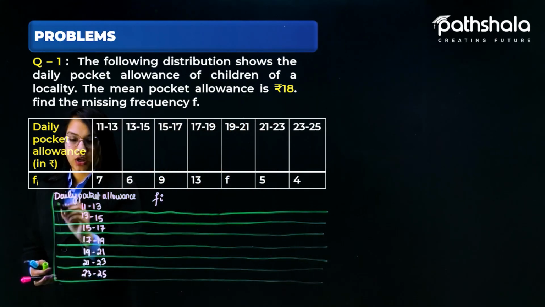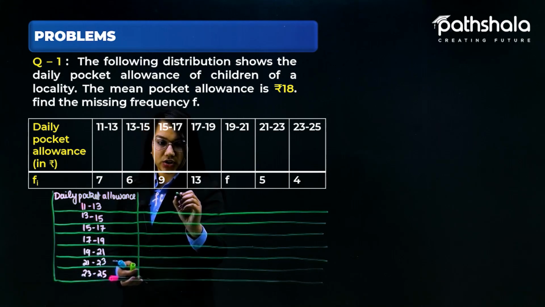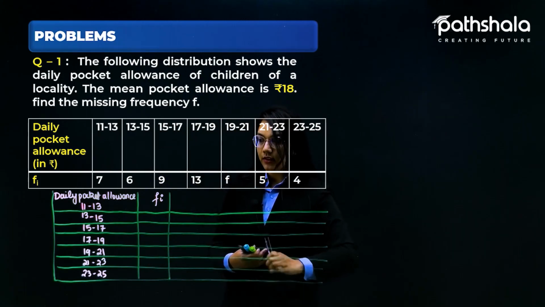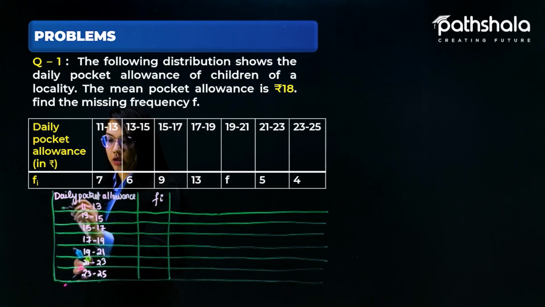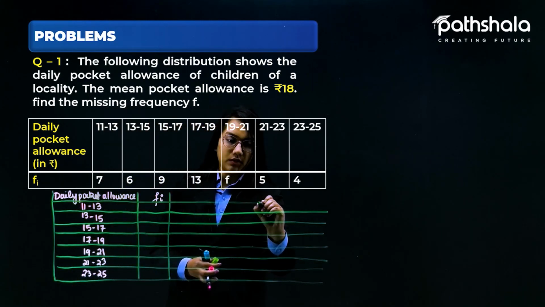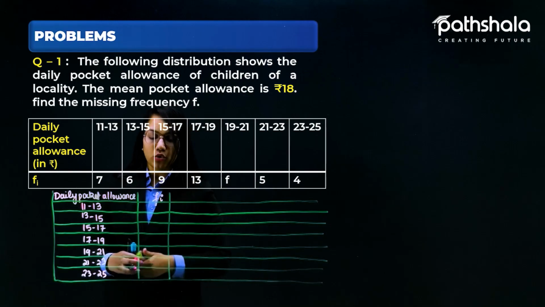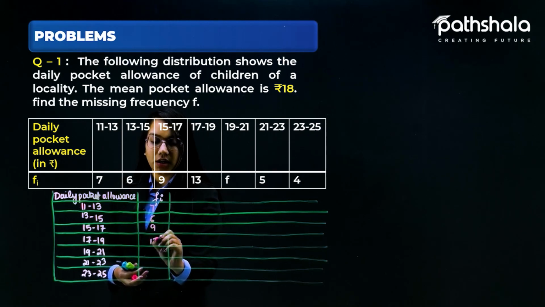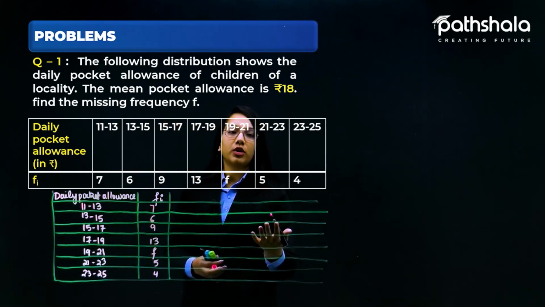So okay, now let's just talk about the other things that we have. First of all, we have the Fi. So let's just write the Fi column that we already have in the question. Let us suppose I'm just taking a line under this as well. Okay, so this is the line for the headings. So the very first Fi, as you can see, is nothing but 7. So this is 7, this is 6, this is nothing but 9, this is 13, this is nothing but F. Further we have 5 and further we have nothing but 4.